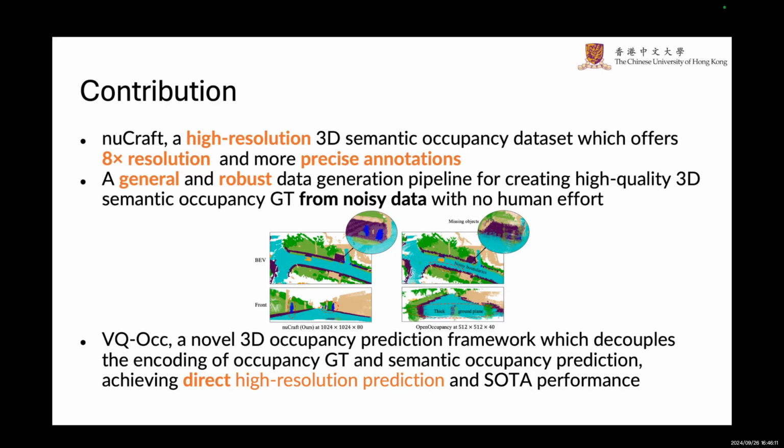The second one is that we provide a general and robust data generation pipeline for creating high quality 3D semantic occupancy GTs. We verify its effectiveness on Waymo and SemanticKITTI. Our pipeline is very robust to noise in the data, and it generally requires no human effort. So it's an auto labeling pipeline.